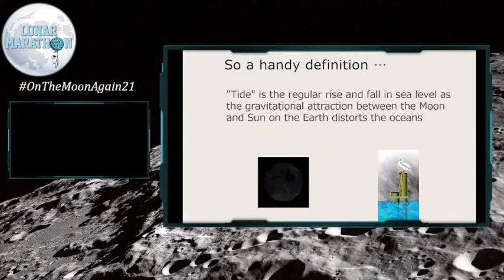So a handy definition is that the tide is the regular rise and fall in sea level, and it's from the gravitational attraction between the moon and the sun. The sun has a part to play on the Earth by distorting the ocean. So we're going to talk a little bit about how the moon distorts the oceans and gives us the tides.